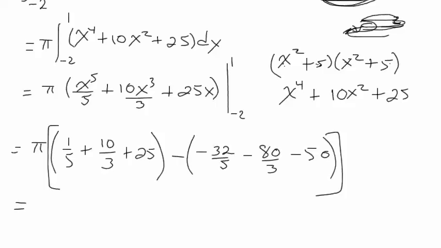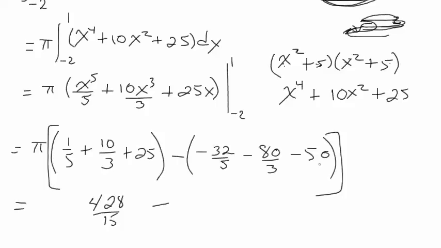We got 1/5 plus 10/3 plus 25. I got 426 over 15. I'll go ahead and write that down for you. Or is it 428? I can't tell. 428 over 15. And minus, so let's go ahead and get that. That's going to be 32 over 5, 80 over 3, and 50.